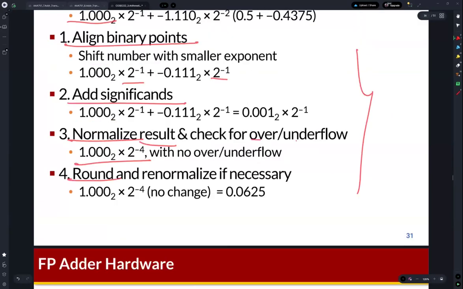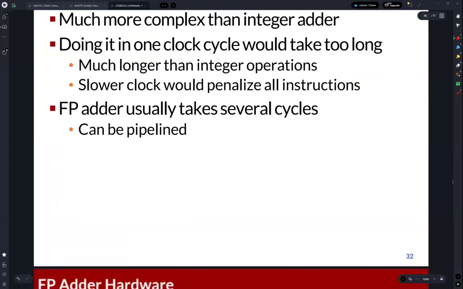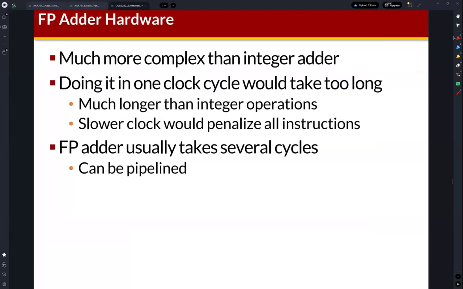But we can find that floating point addition is more complex than integer addition, because we need to perform these 4 steps, okay? So the floating point adder usually takes several cycles, and it can be pipelined. We will learn about the pipeline architecture later, but you can just understand that the hardware is more complex, so it may take several cycles.